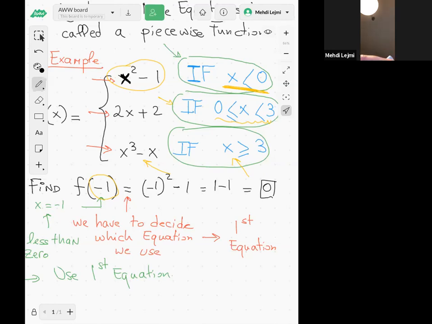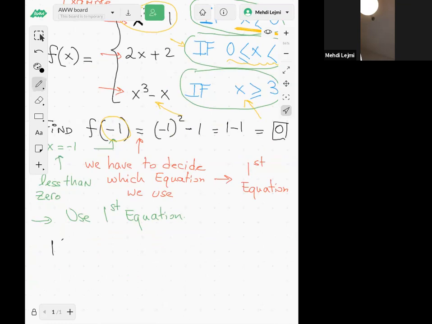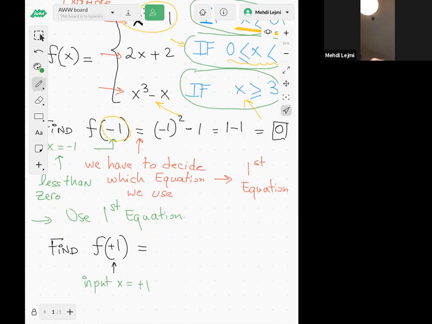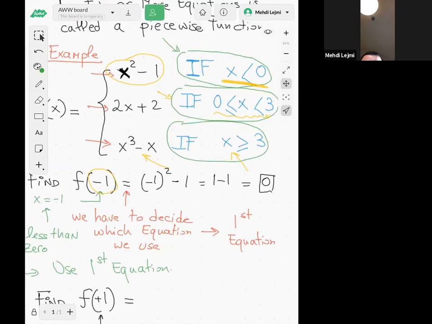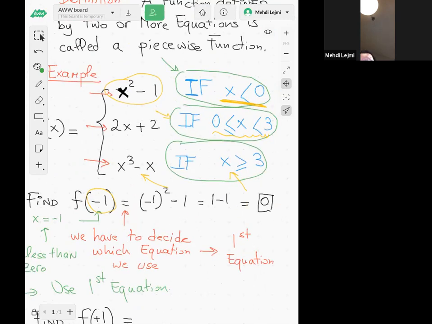Okay, let's take another. Let's say you want to find f of +1. So when you say f of +1, it means my x is +1. My input x is +1, and so I have to find... Yes, Rabiul, absolutely. So I have to decide which equation I'm going to use. My input x is +1. Obviously, it's not less than 0. I mean, +1 is not less than 0. So I cannot really use the first equation.